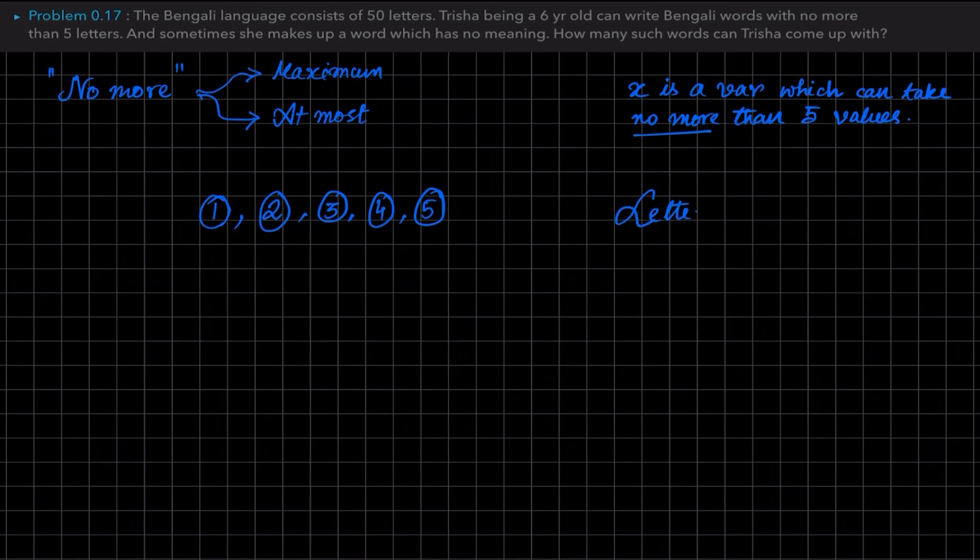So this is the number of letters and this is the number of possible ways. So for 1 letter, you have 50 possible choices. For 2 letters, both of the places have 50 possible choices. Keep in mind, the choice of a letter for the first place doesn't impact or affect the choice of the letter for the second place. Hence, both of the choices are independent. So there are 50 times 50, 50 squared possible choices.